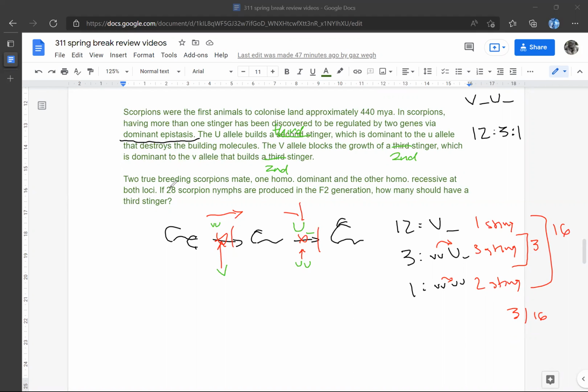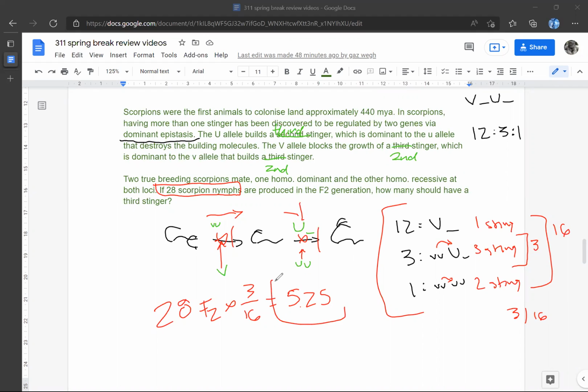And we know that there are going to be 28 individuals produced in the F2 generation, which is where we see this ratio, or this distribution of genotypes. And so if there are 28 F2 individuals, sorry, I did it again, 28 F2 individuals, 3/16 of them are going to have 3 stingers. And so we can multiply this 28 by 3 divided by 16, and I'll do the math really fast. I should have built this question better because the answer is 5.25. Oh, it was going to work out well, but I accidentally messed it up. So 5.25 of the 28 scorpion nymphs, which are little baby scorpions, are going to have 3 stingers.